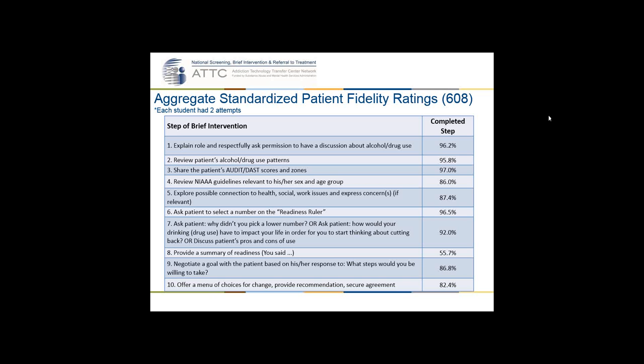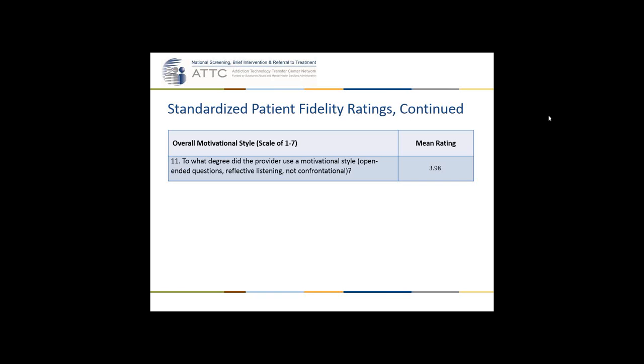And the follow-up question: you'll notice here that providing a summary of readiness was one of the areas that was a little lower. Sarah's going to talk more about that. And negotiating a change plan. The final one here gives you, on that 7-point scale of overall motivational style, people were hitting about 3.98, or pretty close to a 4. And I just have to say, if I'm giving somebody a 4, they're using a few of the motivational interviewing strategies, but not really strong on that, though they're beginning to incorporate a few.